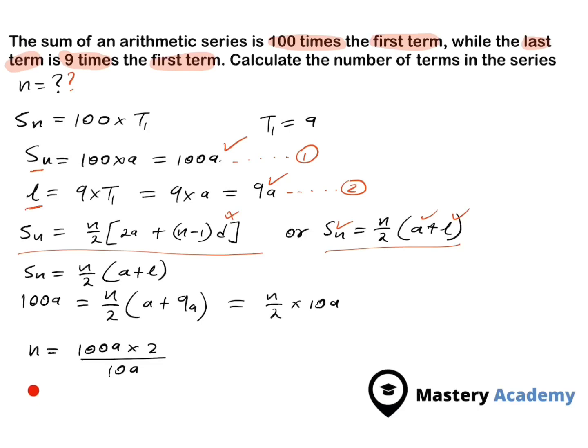So therefore, n is equal to 20. Because look at this, the a's will cancel out, and then 100 times 2 is 200, divide by 10, you get 20. So we have 20 terms in this series.